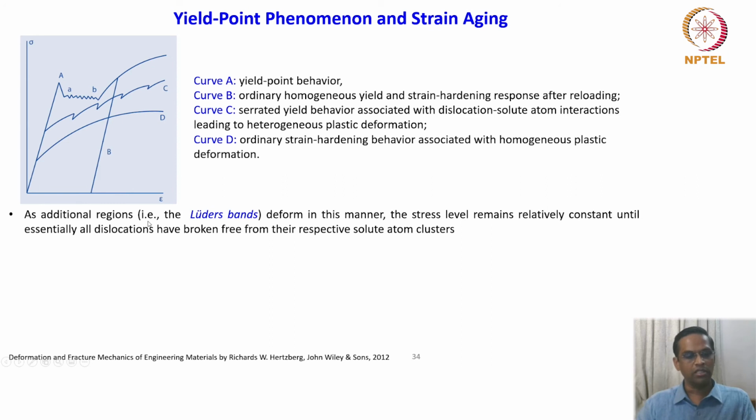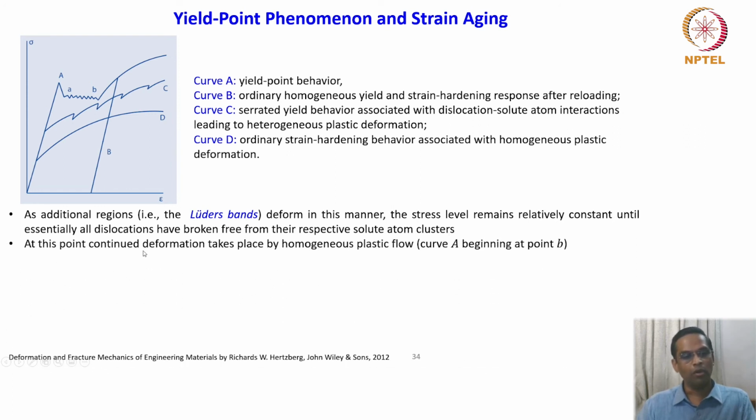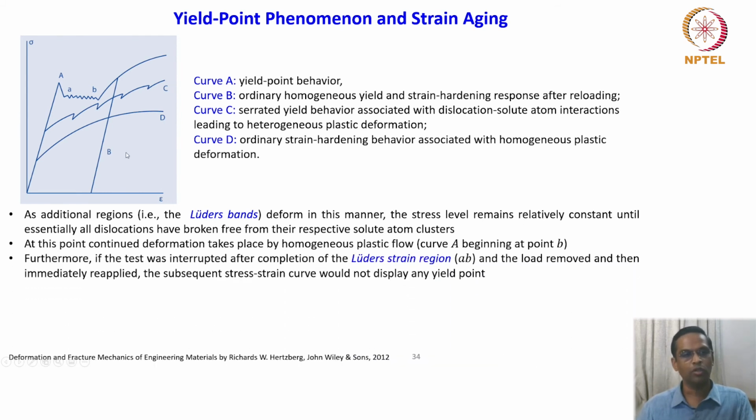As additional regions, that is the Lüders bands, deform in this manner, the stress level remains relatively constant until essentially all the dislocations have broken free from the respective solute atom clusters. At this point, continued deformation takes place by homogeneous plastic flow, curve A beginning at point B. It is a similar description to what I have just said in the previous slide. It is a repetition, redundant information, just to give the combined description.